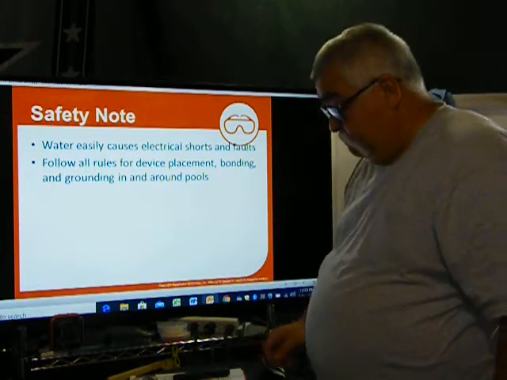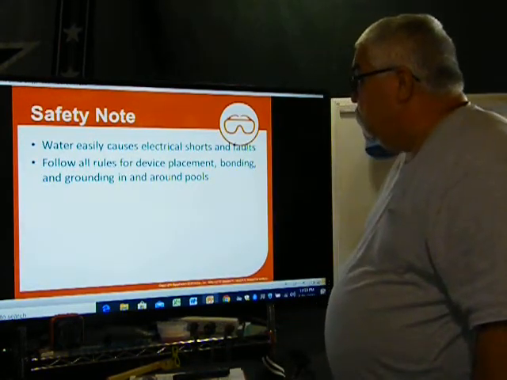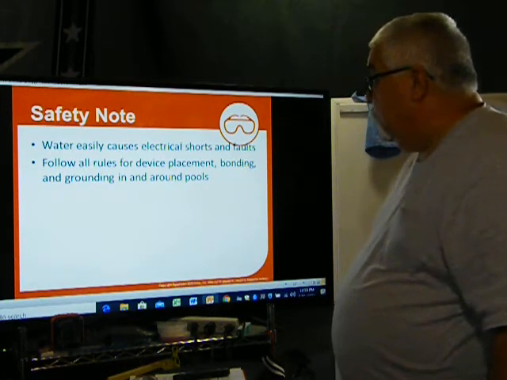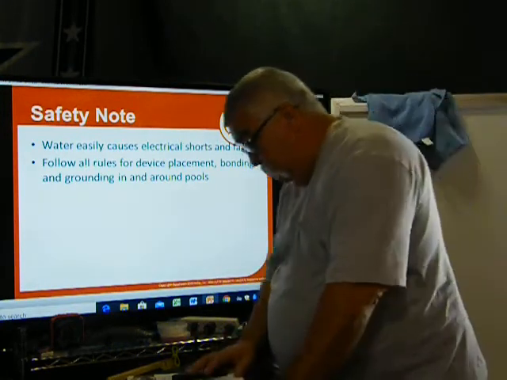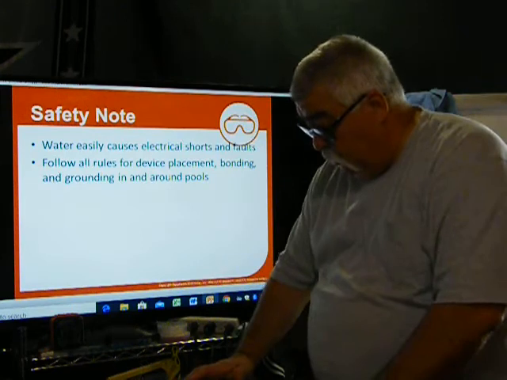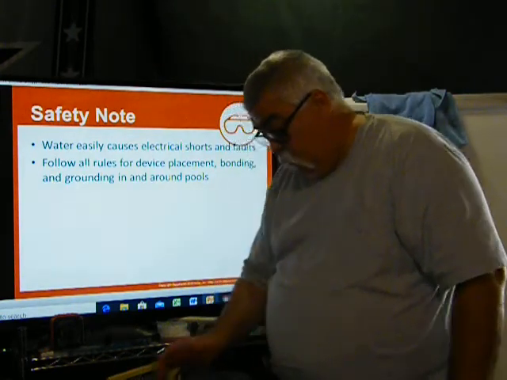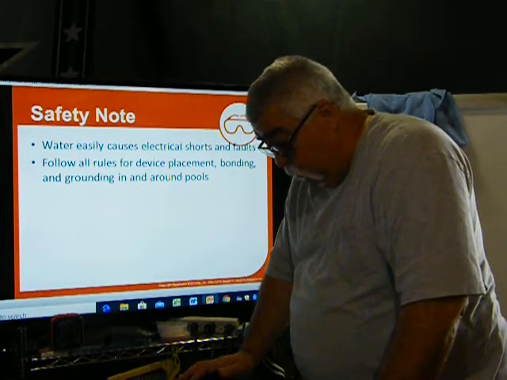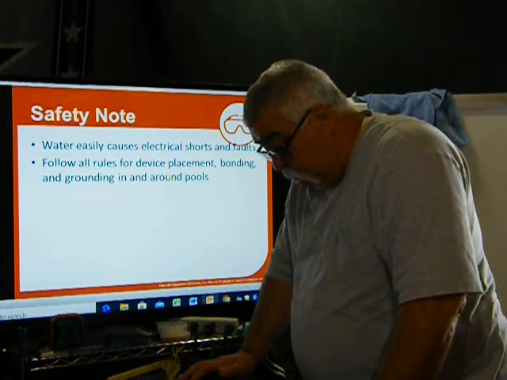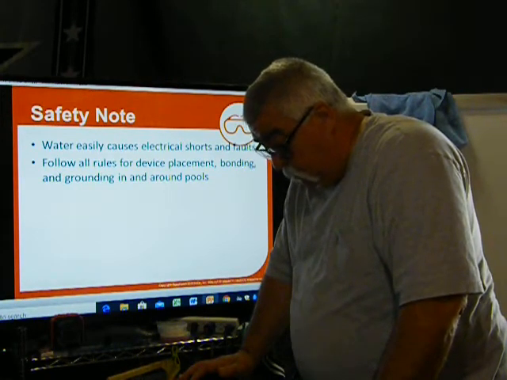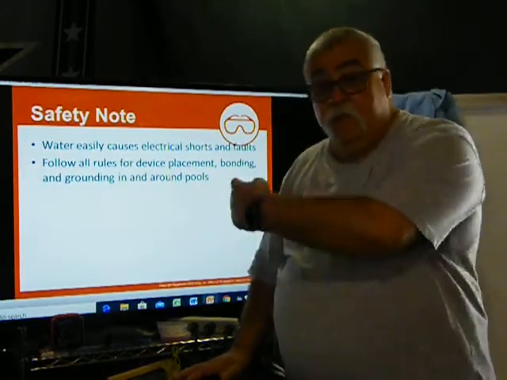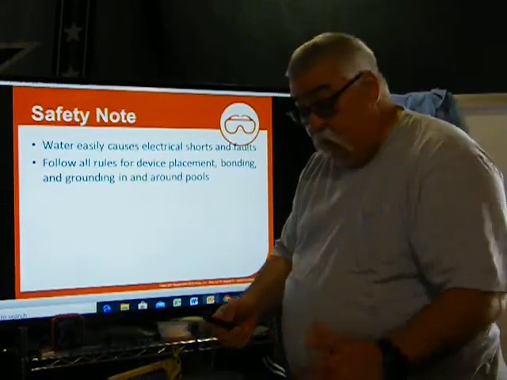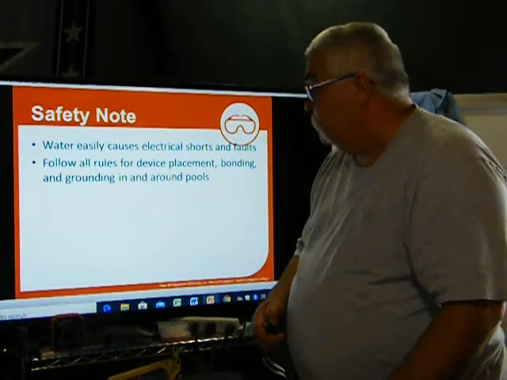A safety note. It says water easily causes electrical shorts and faults. Follow all the rules for device placements, bonding, and grounding in and around pools. It says special precautions must be taken when installing electrical wiring equipment in the vicinity of water. The code requirements for these types of areas are found in Article 680, swimming pools, fountains, and similar installations. This article applies to pools, fountains, spas, and hot tubs. If you got one in the bedroom, it would fall under here because it's an electrical motor. It's going to be electrical.